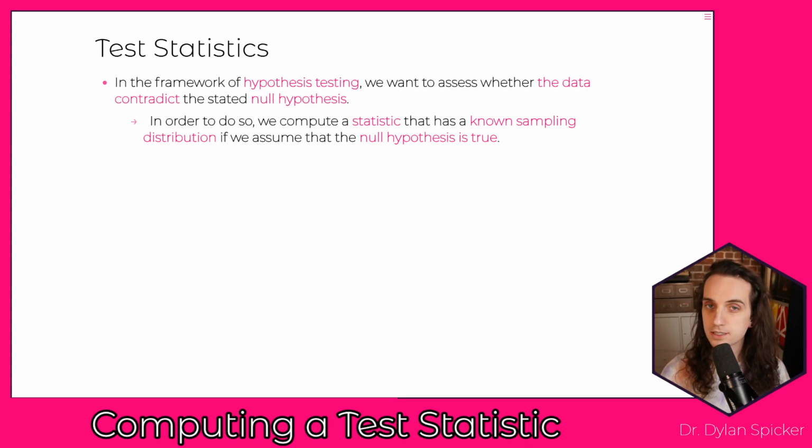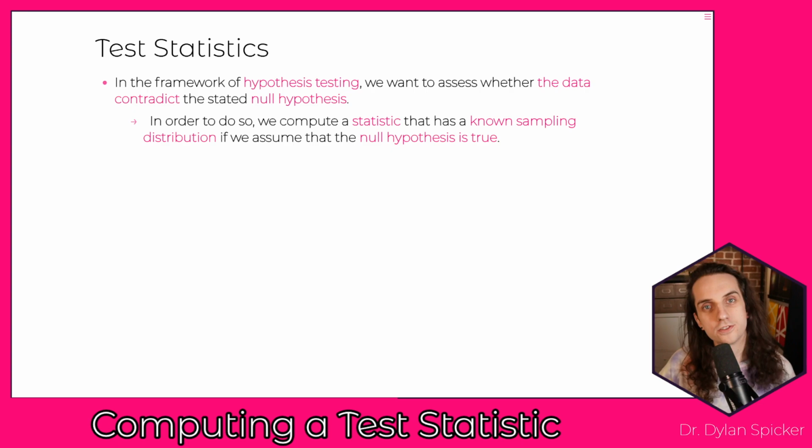So the sampling distribution of a statistic is the distribution that that statistic actually follows. Anytime that you take a different sample, you're going to get a different value for your statistic. And so the distribution of the possible values that you can get from your statistic, that's referred to as the sampling distribution. And so the statistic, if it has a known sampling distribution when we assume that the null hypothesis is true, then we call this a test statistic.